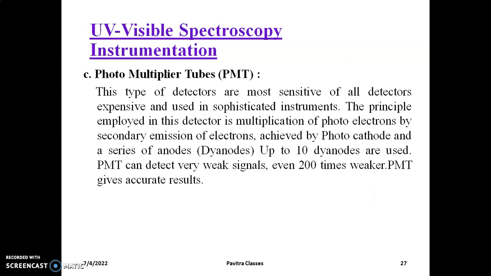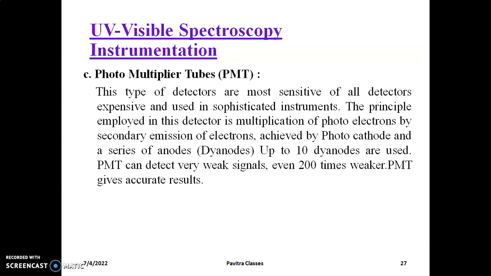Third detector is the photomultiplier tube. These are majoritarily used in the UV visible spectrometer. This type of detector is the most sensitive, and also expensive, used in sophisticated instruments. The principle employed in this detector is multiplication of photoelectrons. In this, cathodes and anodes are there, and with that, up to 10 dynodes are used for the multiplication of secondary emission. Because of this, it can take very weak signals, compared with the barrier layer detectors and the emissive detectors.